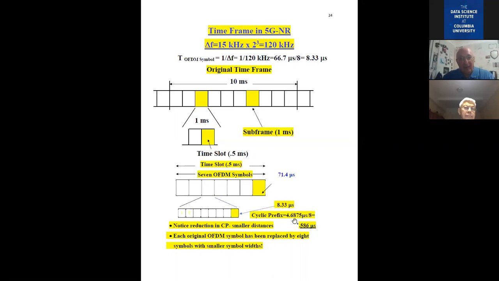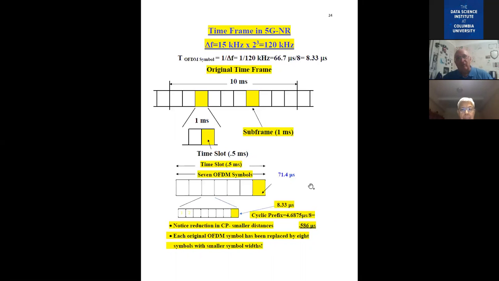And where the original cyclic prefix was 4.68 microseconds, it's now going to be divided by 8, and now it's 0.586 microseconds, which maybe is somewhere between 500 or 600 feet, which basically means if I use more and more bandwidth in 5G NR, which I want to do, to transmit more and more bits per second, it also means that the cyclic prefix goes down. It means that I can withstand a smaller delay spread, which means I have to be operating in a place with a small delay spread, operating over small distances.